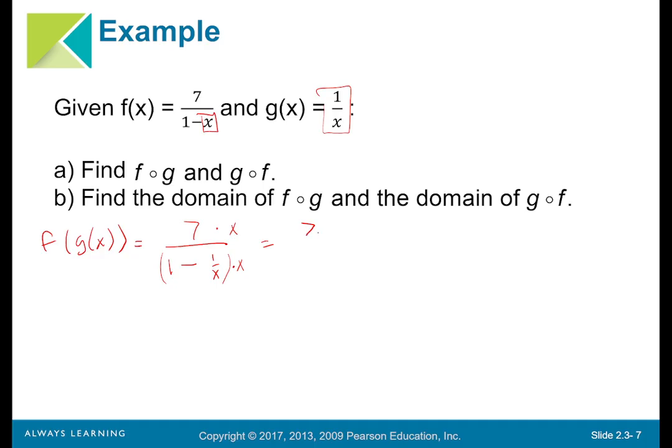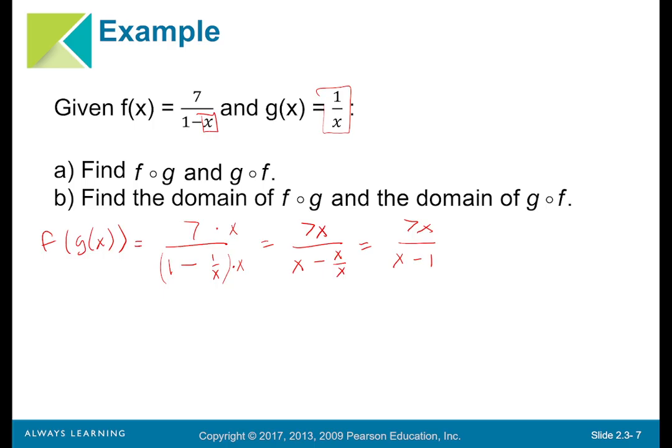So what happens is I get 7x on the top. Now I need to distribute my x on the bottom to both terms. So that's x for 1 times x minus, and then really this would be x over x, just to show you what that distribution looks like. But in reality, this is now 7x over x minus 1. So now that is what we call the simplified form.